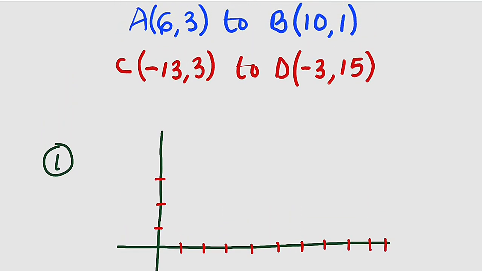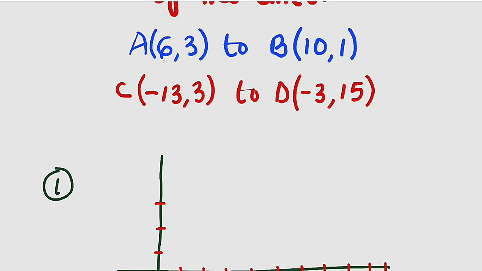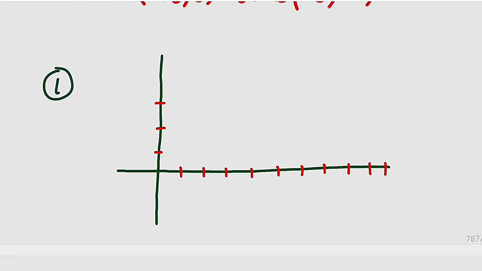All right, let us identify every point. Let me start with point A. Point A is (6, 3): 6 for x, 3 for y. So we have 1, 2, 3, 4, 5, 6. This is 6 and this is 3. Then find the point of intersection between them. This is the point of intersection between 6 and 3. So this is our point A that has the coordinates (6, 3).